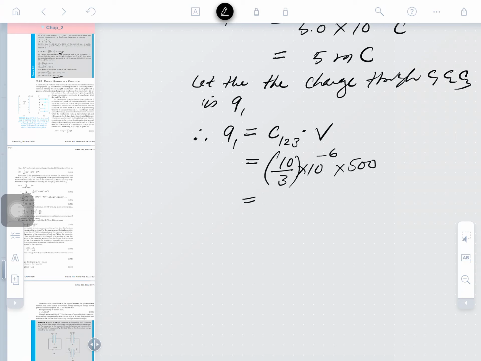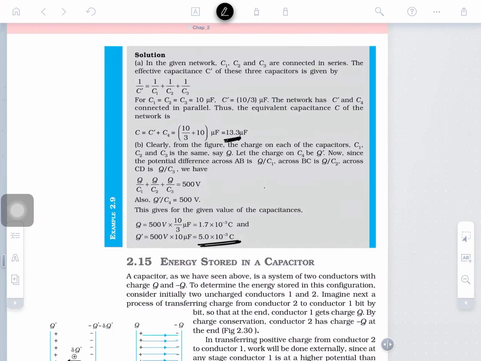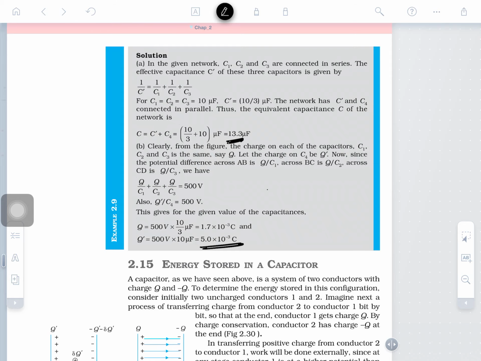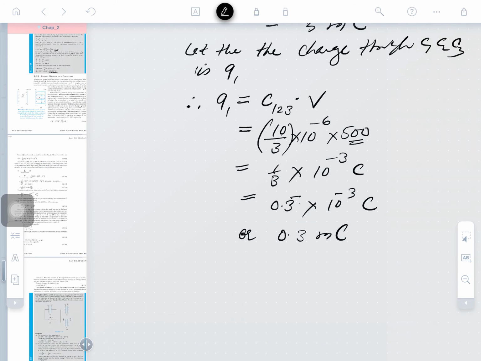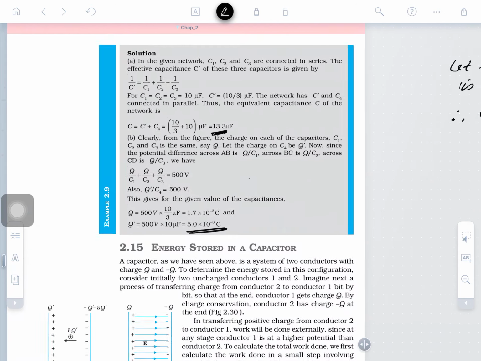So, what can be written in this? Obviously, it shall be 1 by 3 into 10 to the power minus 3 coulomb. This can be written as 0.333 something. So, what we can say here? 0.3 millicoulomb. Clear or not? This is the amount of charge passing through this, right? You may just write down this 10 by 3. So, 10 can be cancelled here. The answer is correct here. Is that clear, guys?